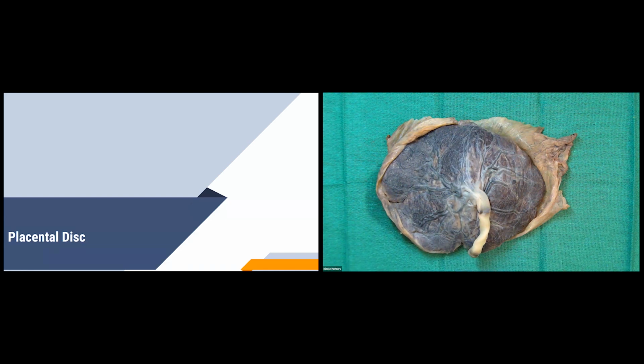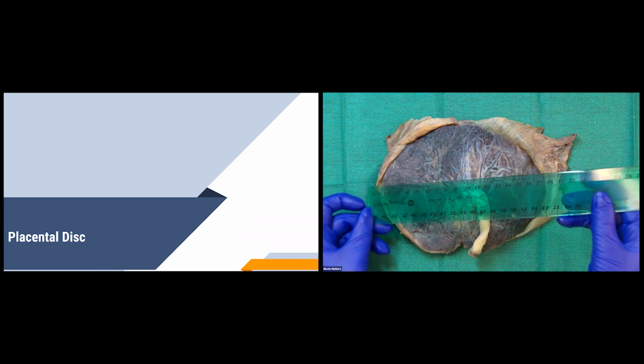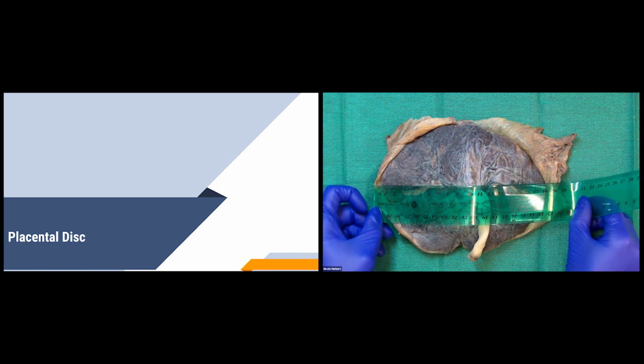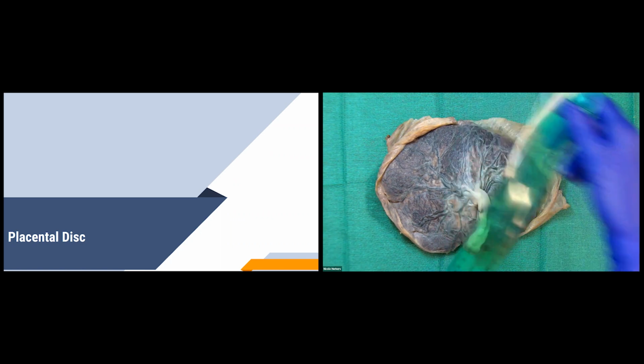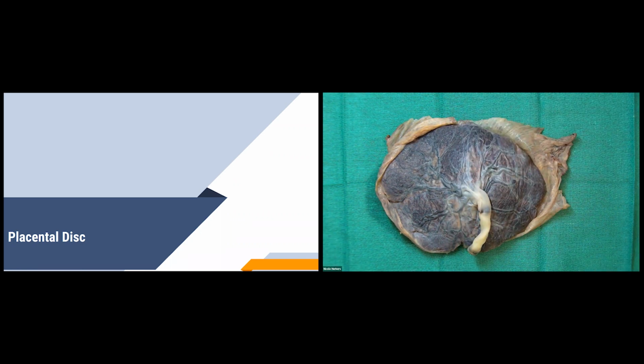So normally the placental disc, the average size at term would be about 22 centimeters in diameter and about 2 to 2.5 centimeters in thickness and 470 grams trimmed. So for our specimen today, our total measurement is about 18 by 19 by about 15. So this one's a bit smaller than the average term placenta, which makes sense because the clinical history for this one is intrauterine growth restriction.